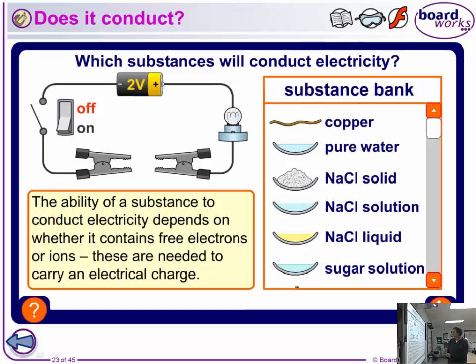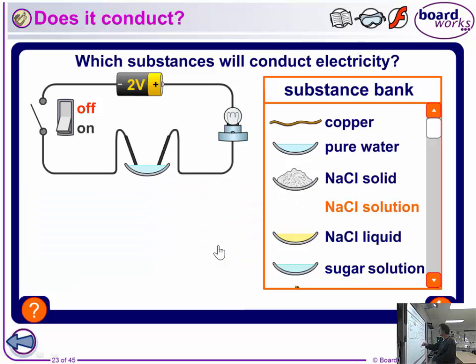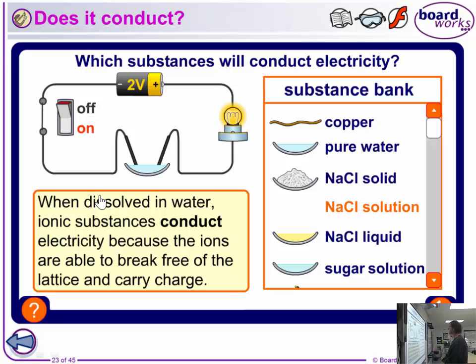You can do an experiment with that where you drop different things into a circuit that I've shown you before. So if you were to try something like sodium chloride solution, and place that in there and turn on the circuit, you will get that to conduct, because the ions of sodium and the ions of chloride are free to pass the charge around, and you complete the circuit.